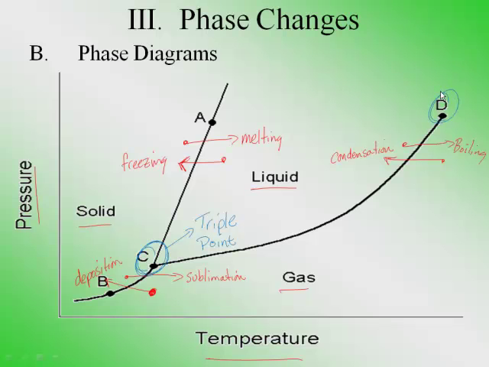Point D is what is called the critical point. I need to spell critical right. The critical point is the highest temperature at which the substance can exist as a liquid. Okay, the critical point is the highest temperature at which the substance can exist as a liquid. Any temperature above that, it's automatically a gas. Okay?